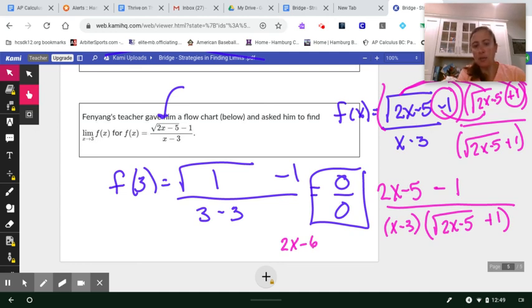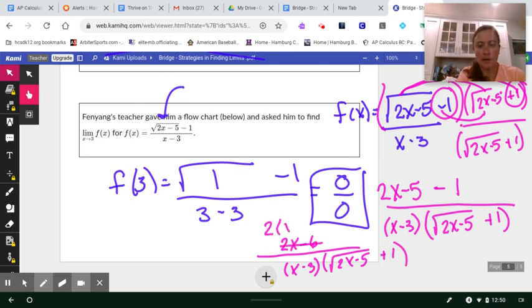And again, you're thinking, well, that's not canceling with anything, so maybe I didn't do it right. But of course, you can pull out a nice, easy GCF there. I can pull out that 2, and there's my x minus 3. So my x minus 3's will cancel. And I'm going to get 2 over the square root of 2x minus 5 plus 1.